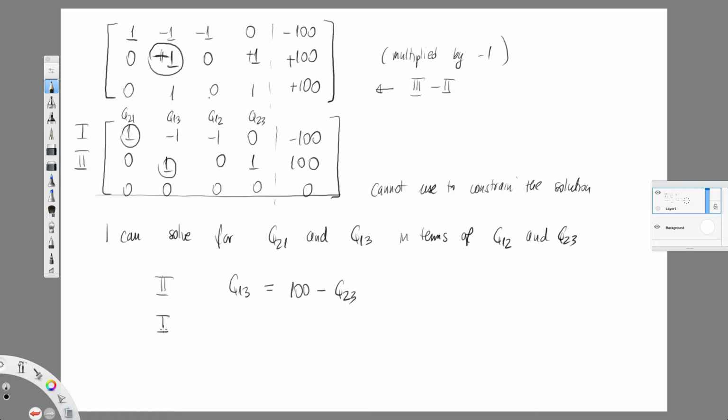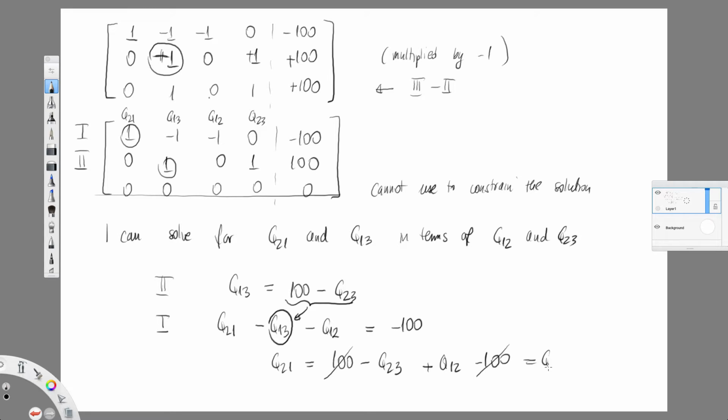And from my equation 1, Q21 minus Q13 minus Q12 is equal to minus 100, and I can replace Q13 with this. So my Q21 is equal to, on the other side, Q13, which is 100 minus Q23, plus Q12 minus 100. So that is Q12 minus Q23.